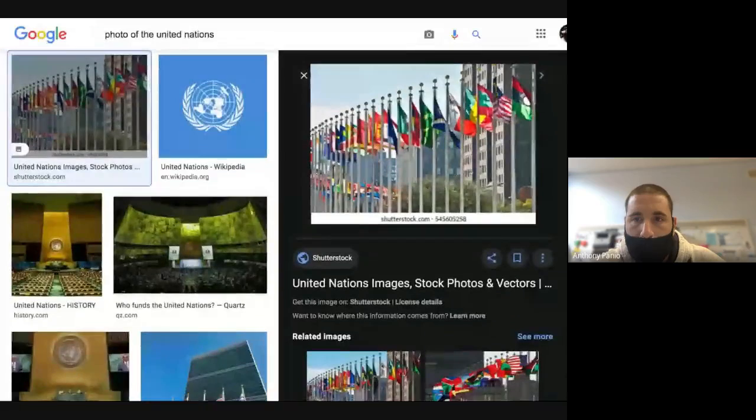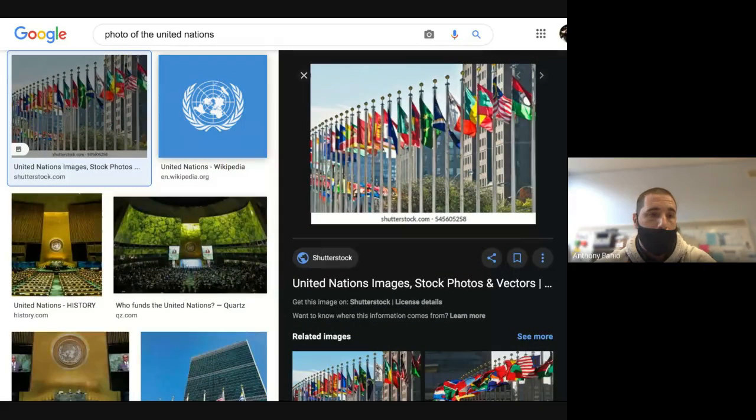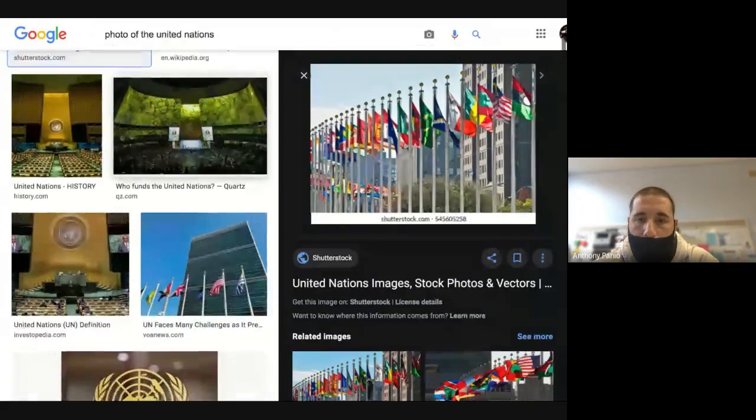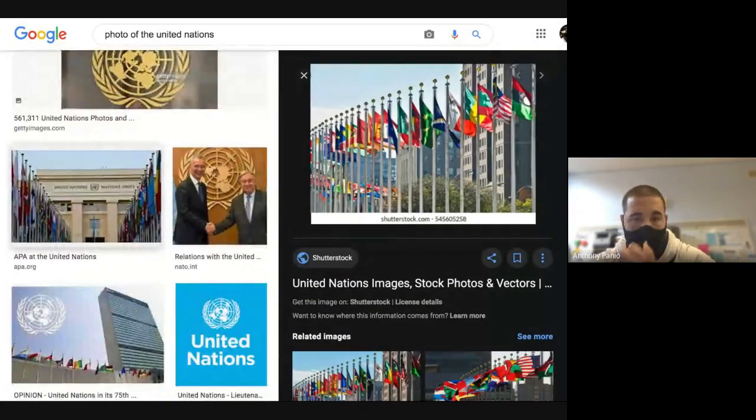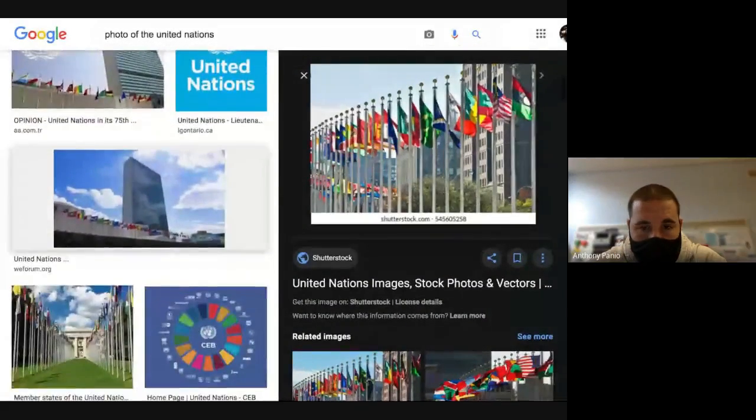I'm just going to share this tab here. Just see a bunch of them. If you go to Manhattan, you'll see all the flags outside. Those are all the representatives of all the countries that are in the United Nations. All right? So you look here.